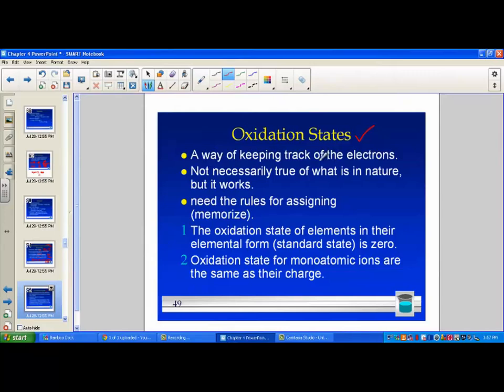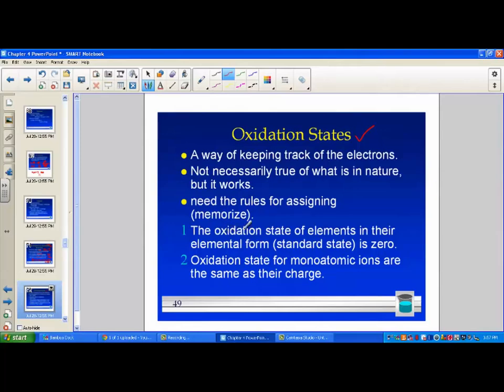It's a simple bookkeeping method. It's not necessarily true of what we find in nature, but it works. So it's a bookkeeping method that we've organized as chemists to come up with a way of assigning these charges, these oxidation numbers, so we can track electron flow. So just a way of keeping track. We need to memorize the rules for assigning oxidation states. So let's begin top of page 11 in our notes, going through these rules one by one. Read them with me carefully, and we're going to make some side notes for each one.